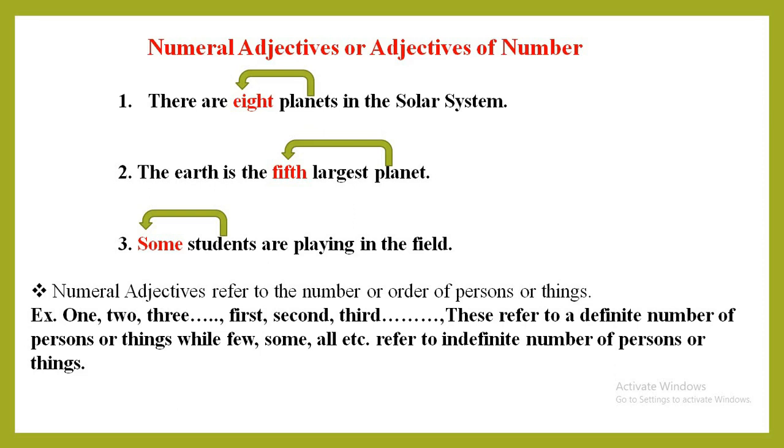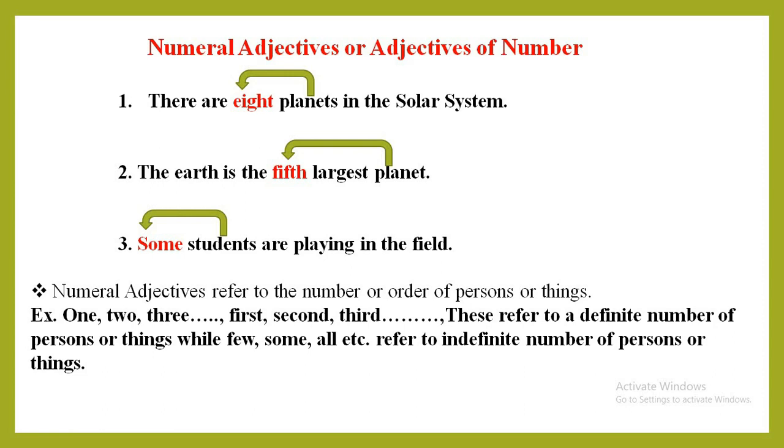Second is, the Earth is the 5th largest planet. Here, the word 5th denotes the order. Third is, some students are playing in the field. In this example, some denotes an indefinite number of students. So students, numeral adjectives refer to the number or order of persons or things.